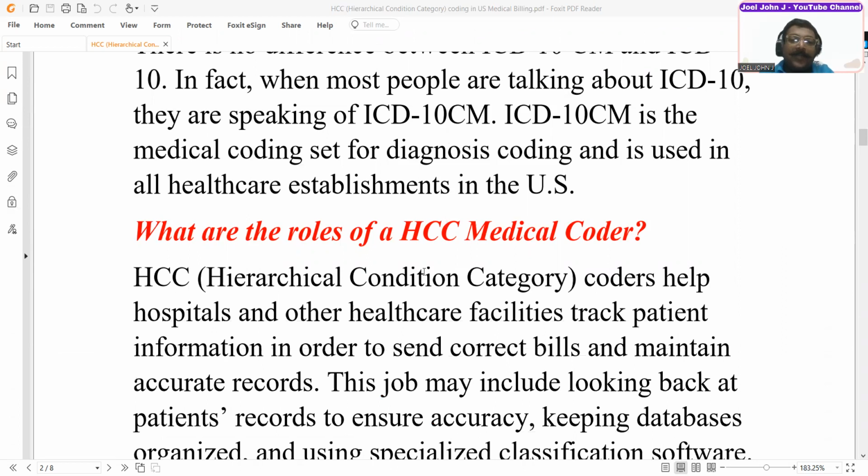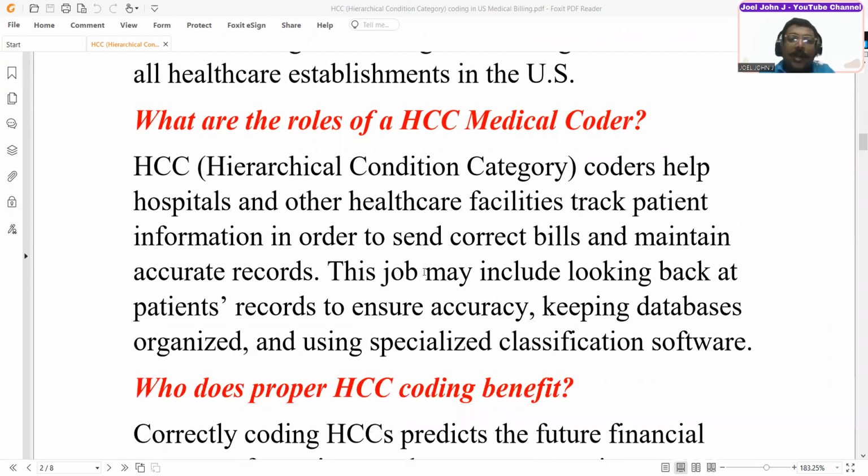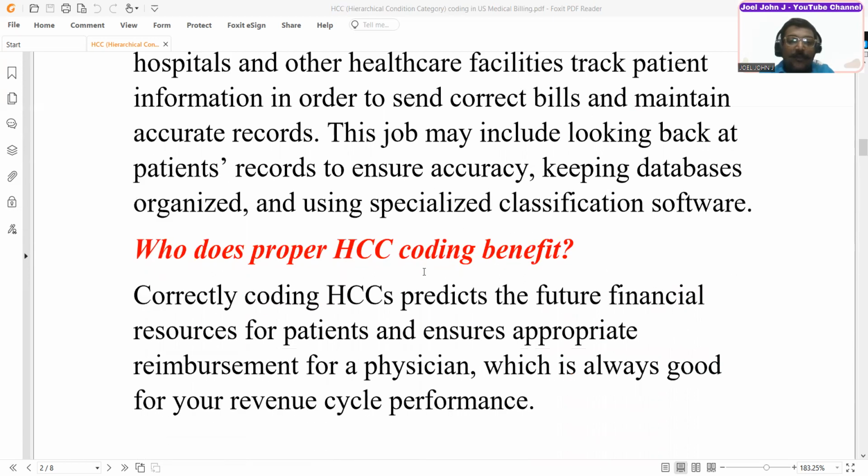That's it. Okay. Now, continuing with that, what are the roles of HCC medical coders? HCC, that's Hierarchical Condition Category coders, helps hospitals and other healthcare facilities track patients' information in order to send correct bills and maintain accurate records. This job may include looking back at patient records to ensure accuracy, keeping databases organized, and using specialized classification software.